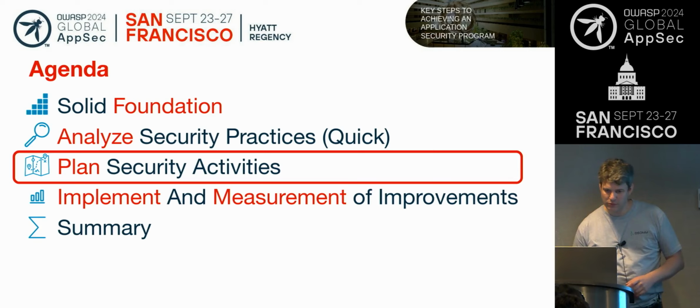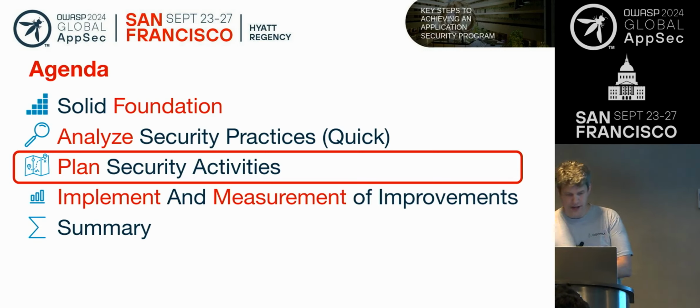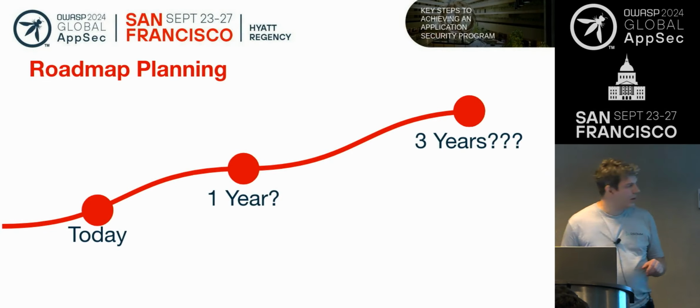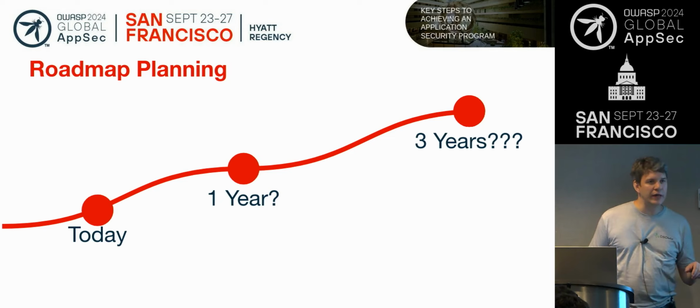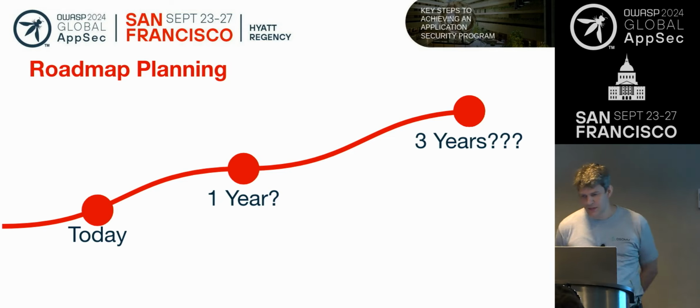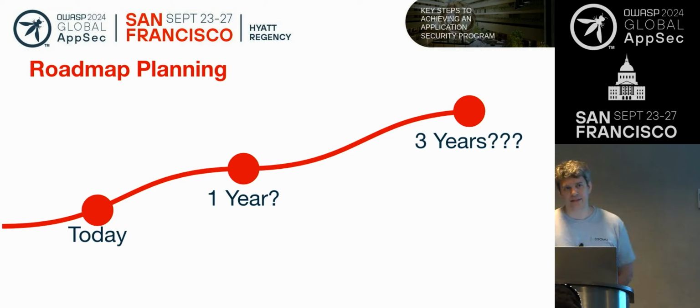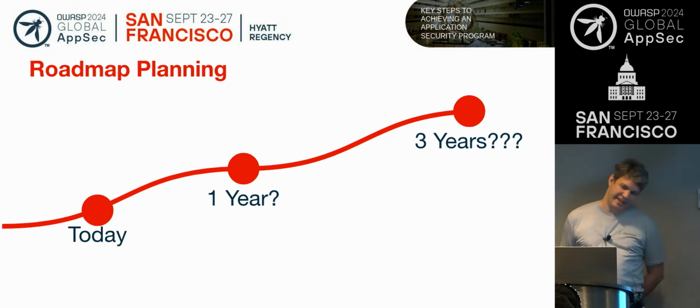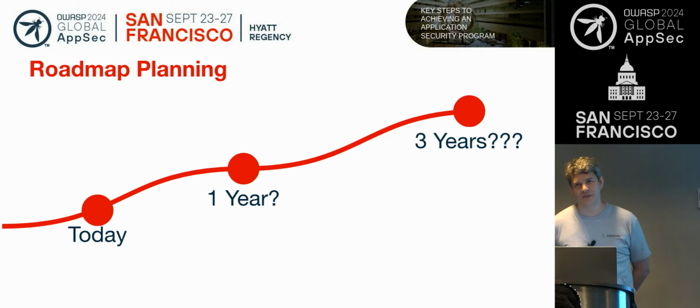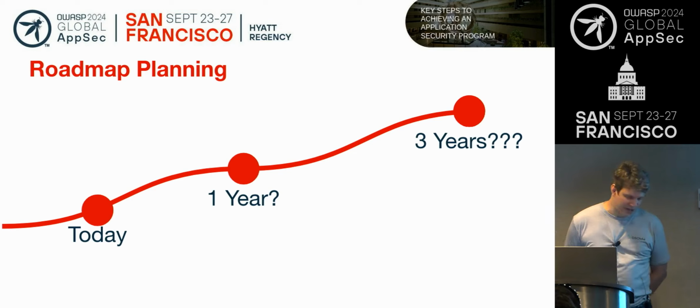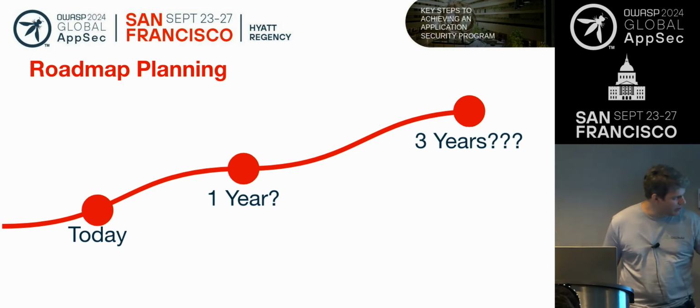Then we come to the plan of security activities. Initially, after I did my master's thesis, I had to plan a vulnerability management program, and I planned it for the next three years. I had to learn that you can't plan for the next three years. You can be happy when you can plan the next two activities, because one activity takes half a year, and you don't know how it ends up. So that's why I have question marks there.